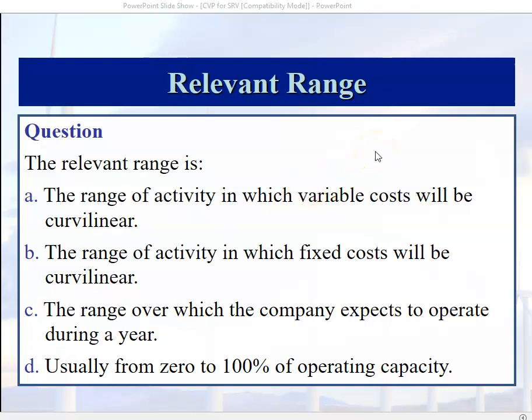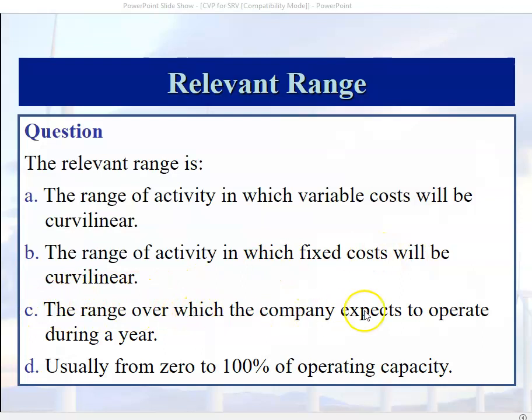All right, so we have a question on relevant range. It says the relevant range is the range of activity in which variable costs will be curvilinear. That is not the case. Variable costs are usually, given a level of production, more linear in nature. They're only curvilinear when we look at extremes, extreme levels of production, particularly low levels of production. B, the range of activity in which fixed cost will be curvilinear. Well, fixed costs are nonlinear, and they have an inverse relationship to production levels.